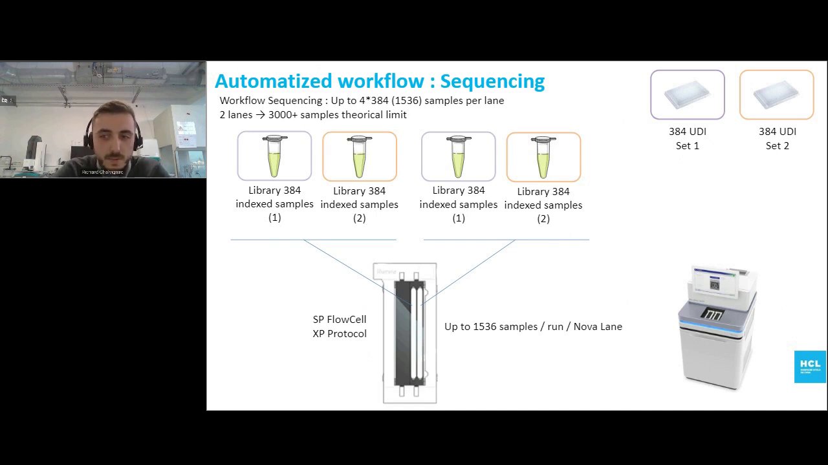Basically, the post-PCR workflow is applied 4 times in order to obtain 4 different 384 libraries, so 1536 samples. We pick 768 samples coming from 2 different libraries with 2 different index combinations, and we load those samples directly on a NovaSeq SP flow cell lane with the XP protocol from Illumina. We do the same process on the other side with the remaining samples in order to have the 1536 samples run on our NovaSeq. I will let Richard talk about the miniaturization experiment that we did on this workflow. Thank you.